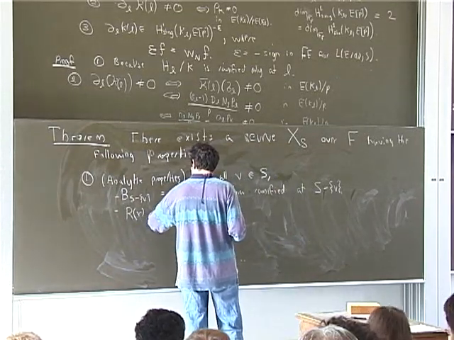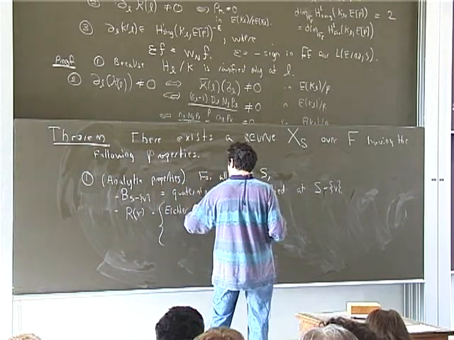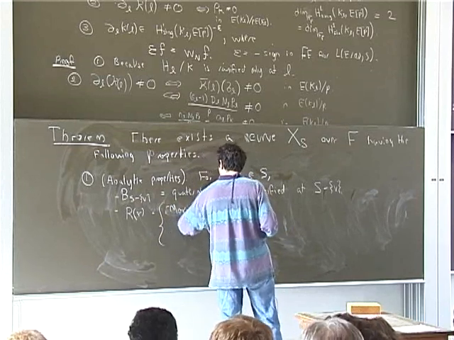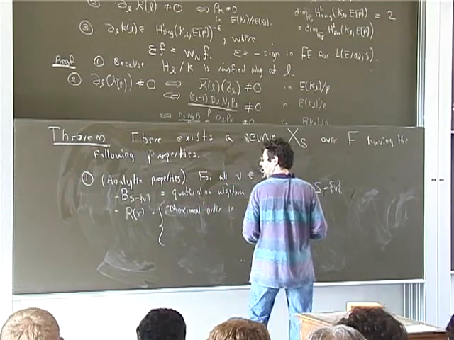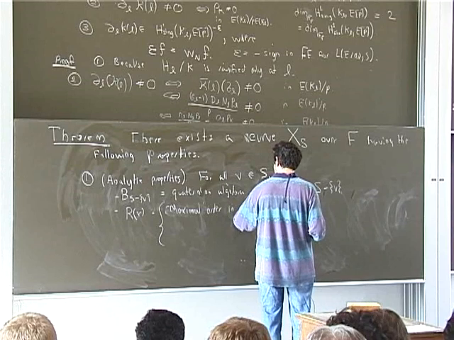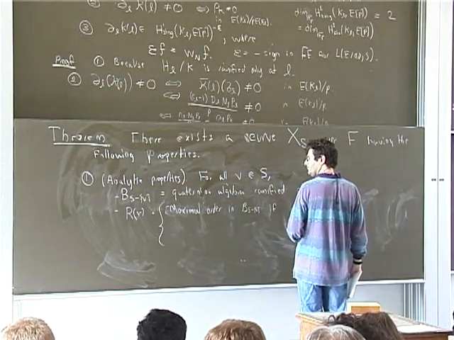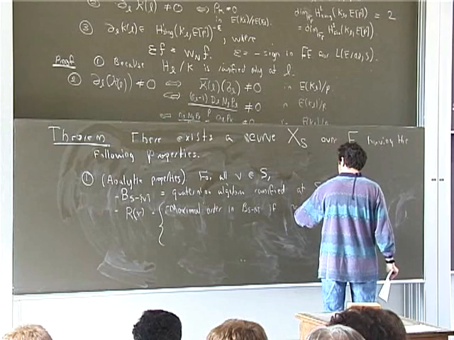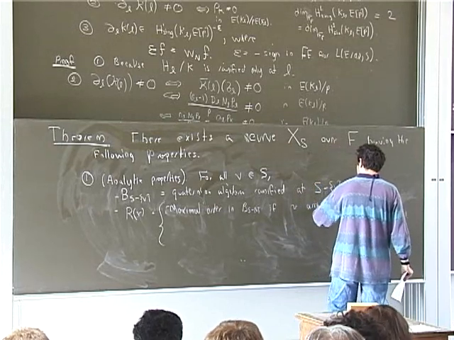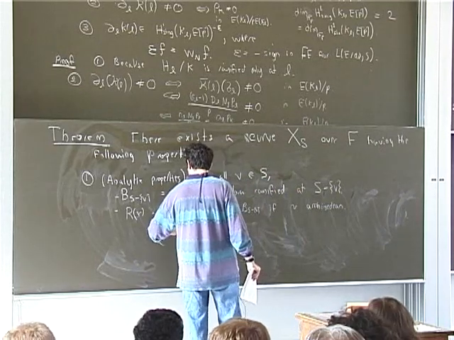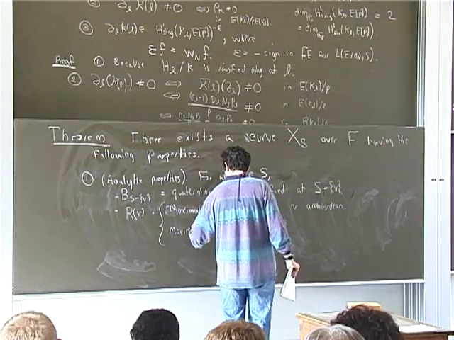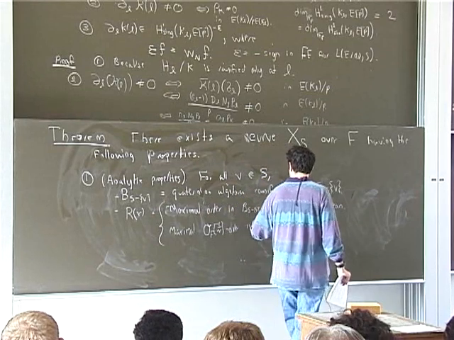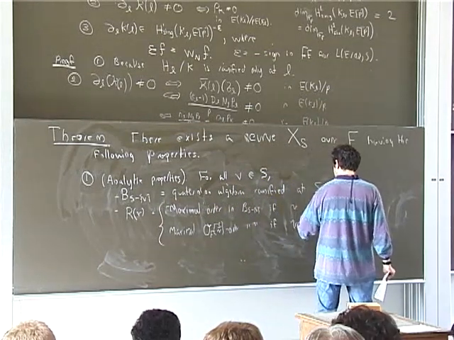So it's an Eichler order. Well, there are two cases: either v is Archimedean or v is non-Archimedean. So it's a maximal order in this quaternion algebra if v is Archimedean, and it's a maximal O_F[1/v]-order in the same quaternion algebra if v is non-Archimedean.